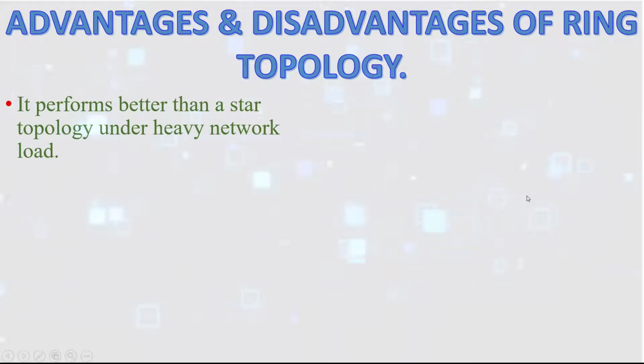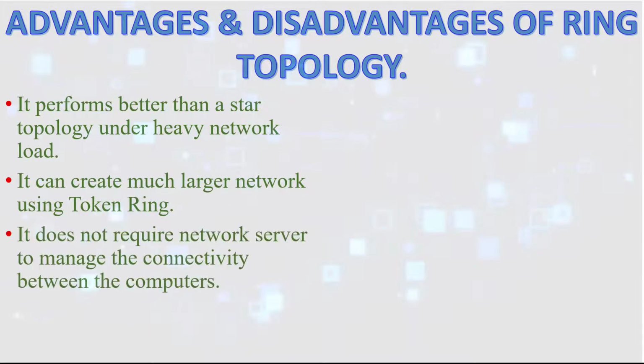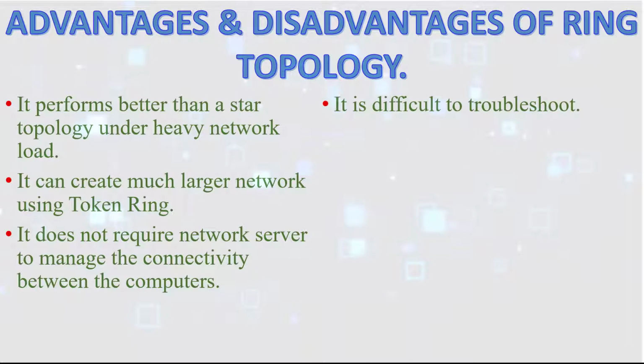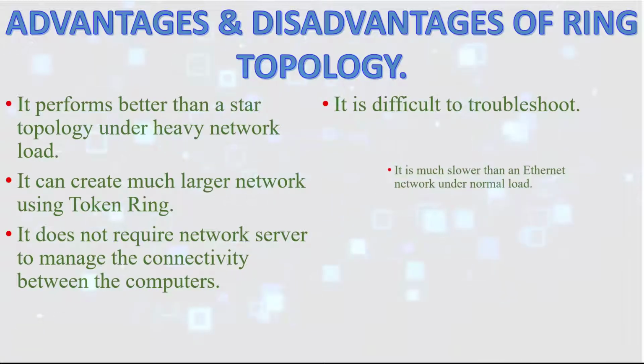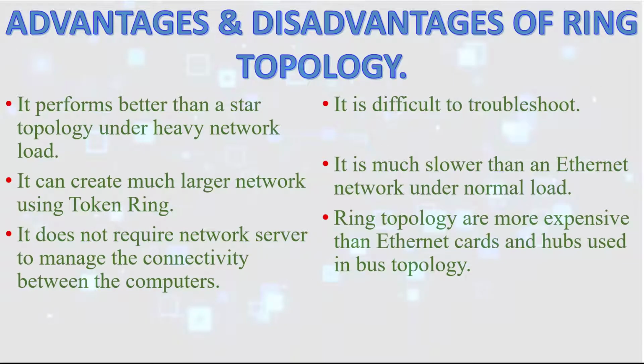Under heavy network load, it can create a much larger network using token ring. It does not require a network server to manage the connectivity between the computers. The disadvantage is that troubleshooting is difficult in this type of network. Also, compared to other topologies, it is much slower than an Ethernet network. This topology is also very expensive compared to devices used in other topologies.